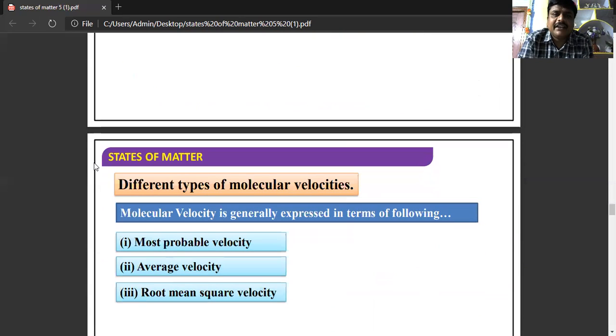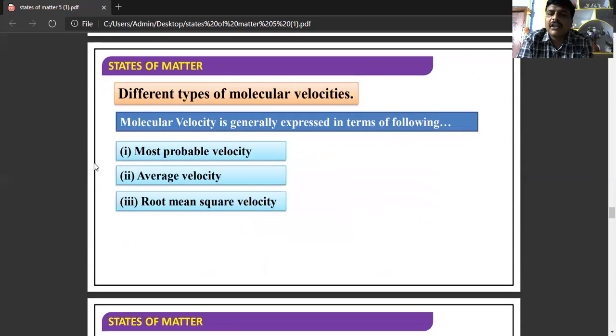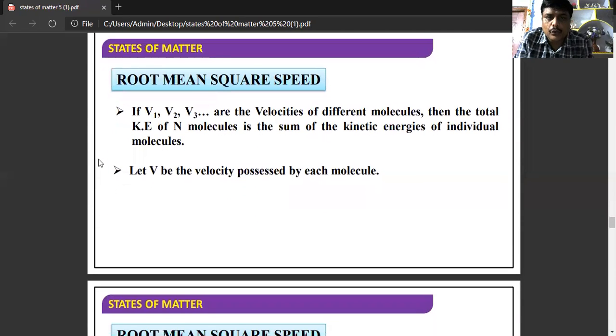So what are the different types of molecular velocities? The gas molecules move irregularly in all directions, we know that. So they are moving with different types of molecular velocities. The different types are most probable velocity, average velocity, and RMS velocity, that is, root mean square velocity.